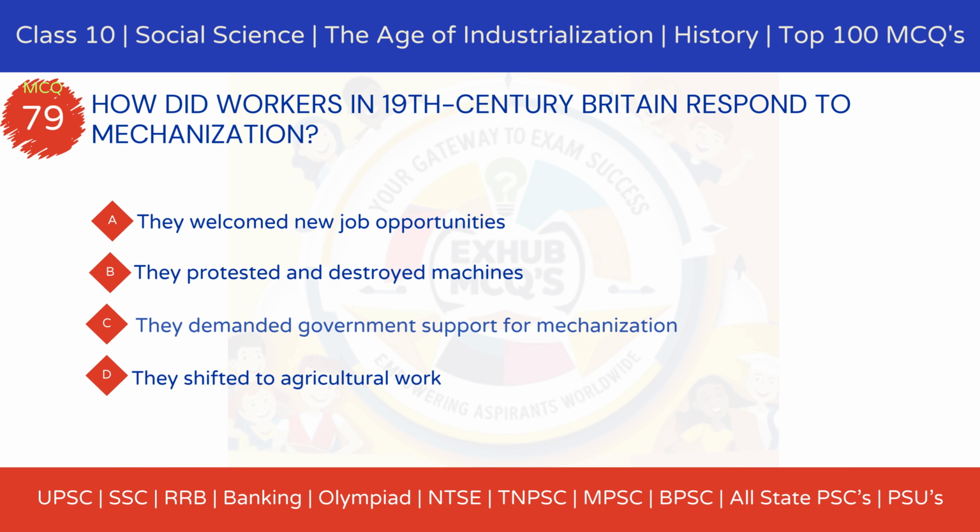MCQ 79. How did workers in 19th century Britain respond to mechanization? Option A. They welcomed new job opportunities. Option B. They protested and destroyed machines. Option C. They demanded government support for mechanization. Option D. They shifted to agricultural work.